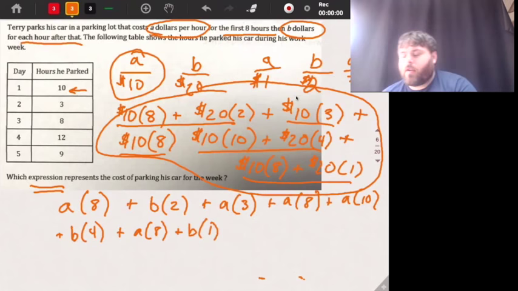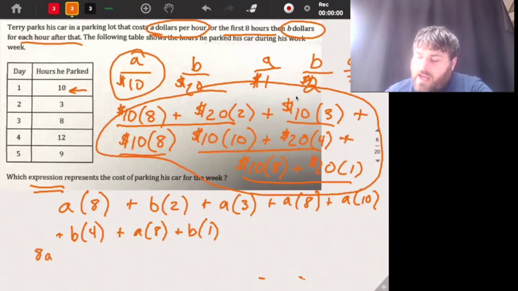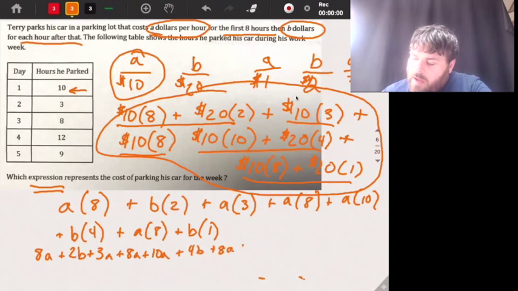Okay? Now, this is a little weird because the number, the coefficient, is after the variable. So I would want to actually flip these around if I rewrote this, because we don't say I have truck 7. We say I have 7 trucks. So the number always comes in front of the variable. And that's okay to just flip those around. So really it's 8A plus 2B plus 3A plus 8A plus 10A plus 4B plus 8A plus 1B. Remember, 1B I can just write as B. That's the expression.